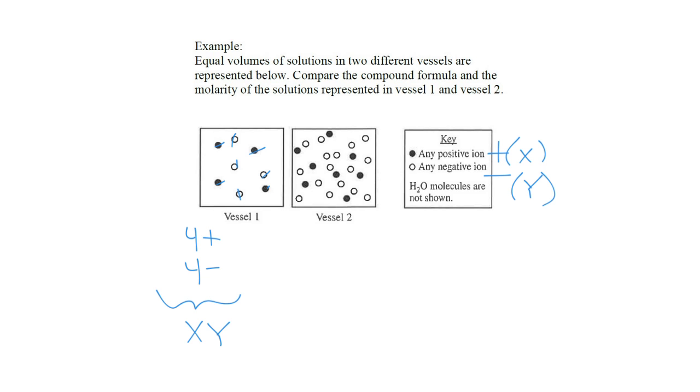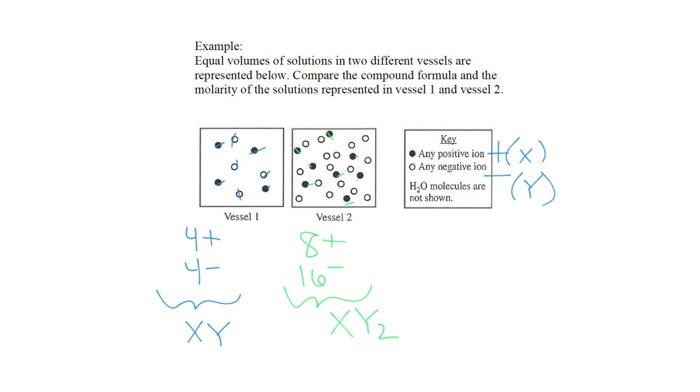Now in vessel number 2, I have 1, 2, 3, 4, 5, 6, 7, 8 positive ions. And if you went through and counted all of those clear ones, there are 16 negatively charged ions there. So if I want to come up with that formula, I have 2 negatives for every 1 positive. That formula is going to be XY2.